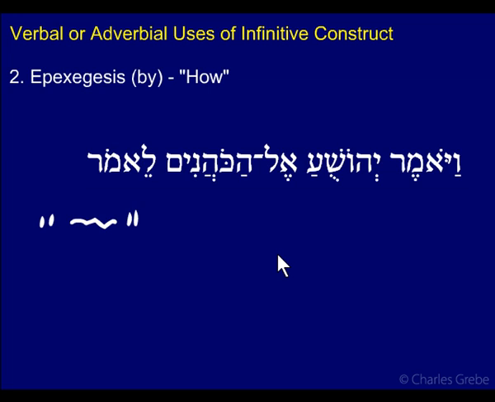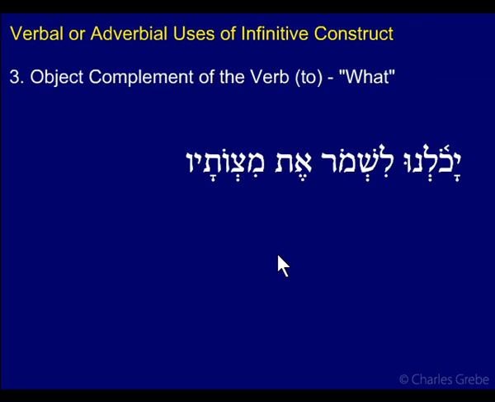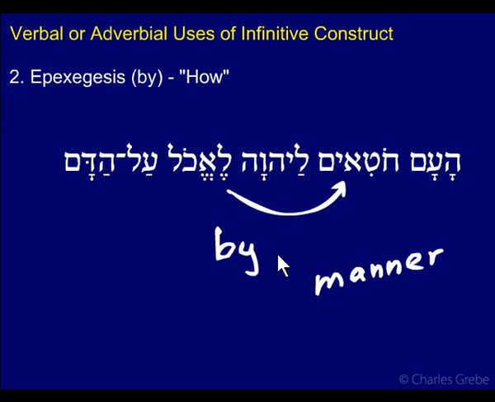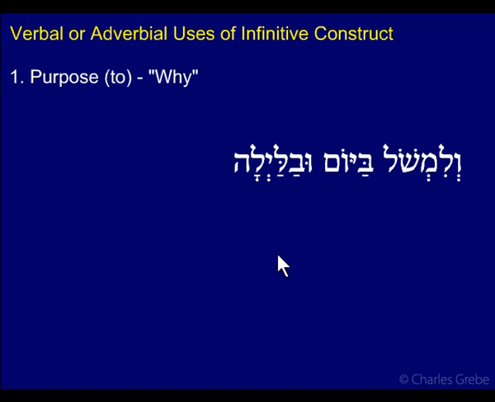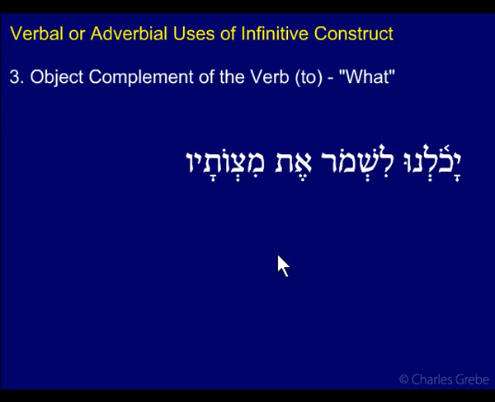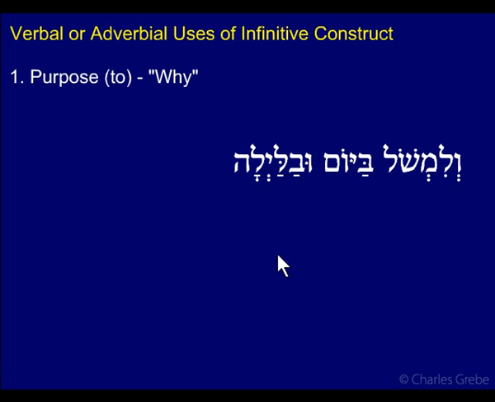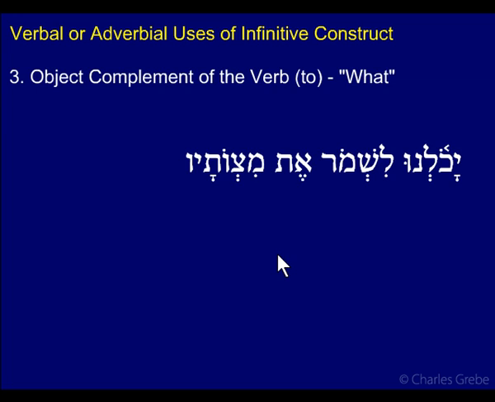The last use of le with the infinitive construct is what we call the object complement of the verb. And generally we translate this with to, just like we do the first form. What did I call that? Purpose. Okay? But it's answering what, as opposed to what was the first one again? Why. Okay? To can answer why in English, and what can answer why.